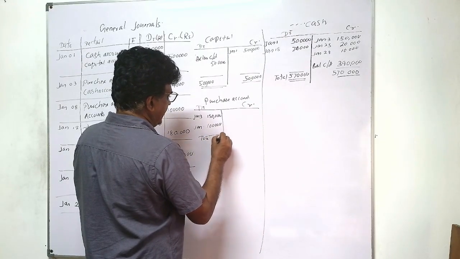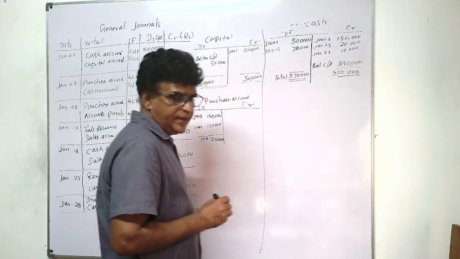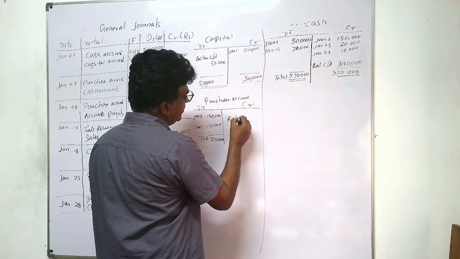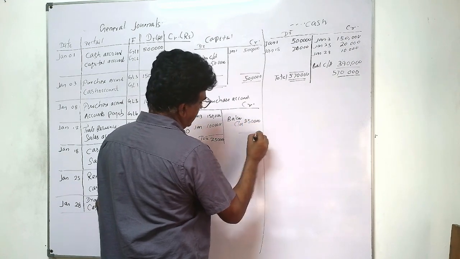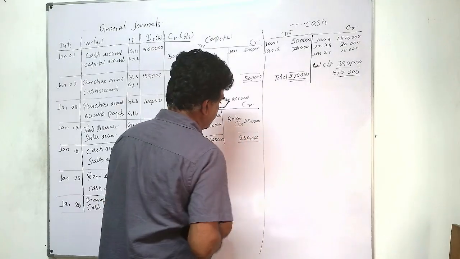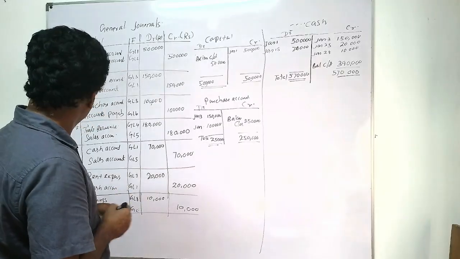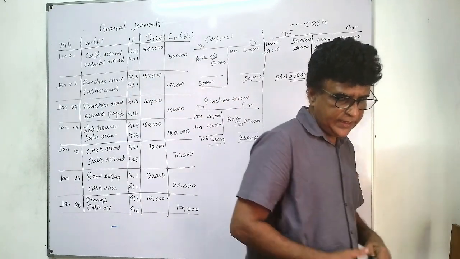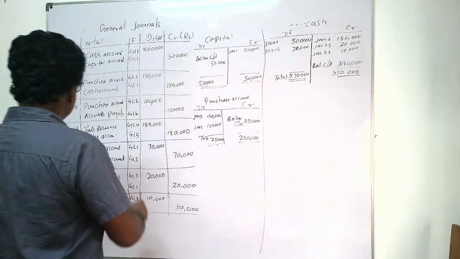Total is 250,000, and the balance carried down is 250,000, and we are going to finalize this at 250,000. Finish. Purchase account is over. Then go for trade payable account.